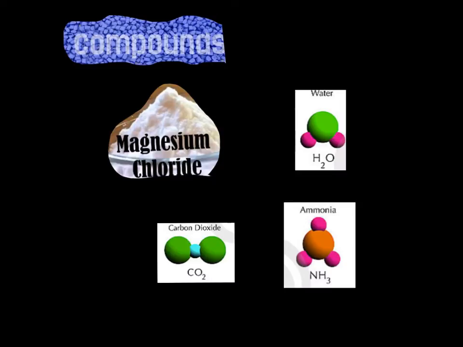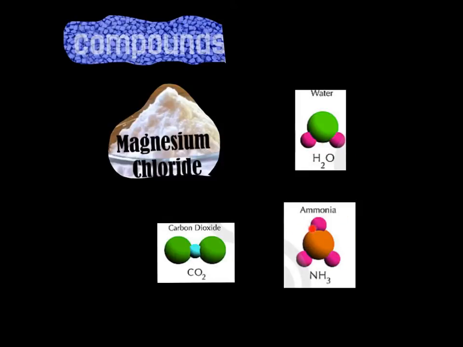Here are some examples of compounds. We have magnesium chloride, which is a white powder, and you'll learn throughout the year that most ionic compounds are white powders. I also included 3 pictures at the atomic level to show you the different sizes of the elements and how they're bonded. So first up is water. We all know water is H2O. So we have 1 oxygen in the center and we've got 2 hydrogens off to the side.